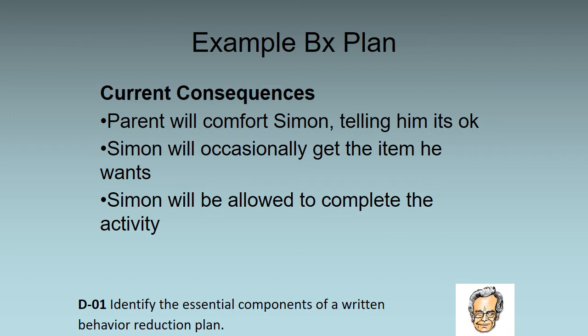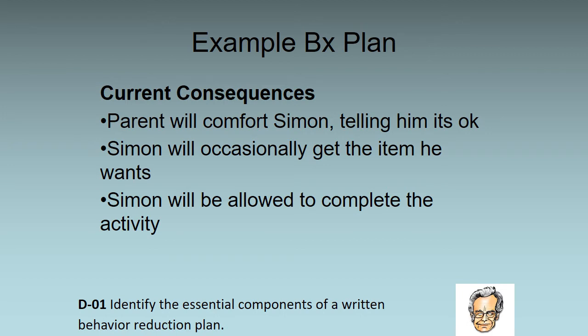Current consequences. These are what were identified in the assessment or through ongoing ABC data to be the current consequences. What are the consequences that are maintaining the behavior? What does the person get out of it? The most common consequences. So here, the parent will comfort Simon, telling him it's okay.